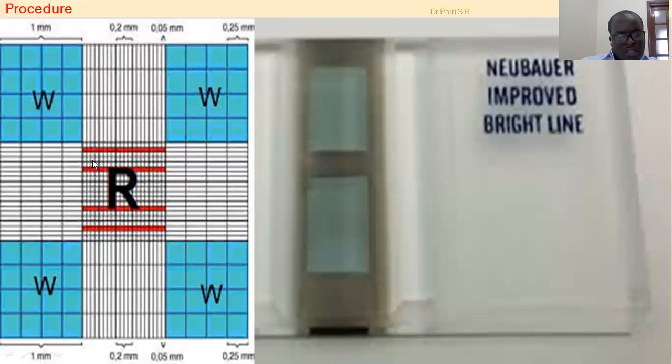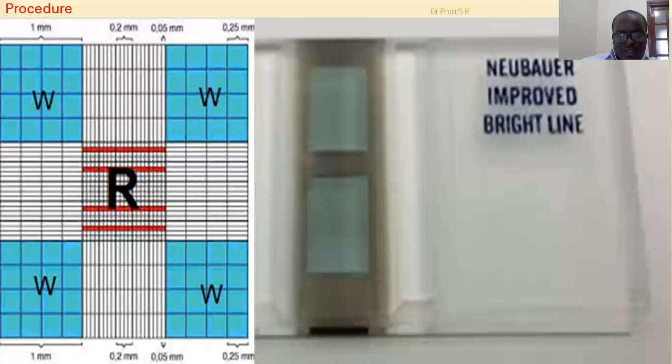You count the squares at the four corners. So you have the four corners of this big square, and you have these small squares. You have this one, that one, that one, and that one. This is where you count. So you have 1, 2, 3, 4, then you count the one at the center of the square.